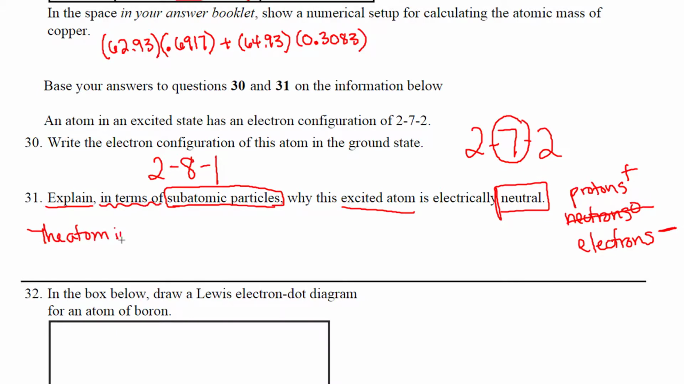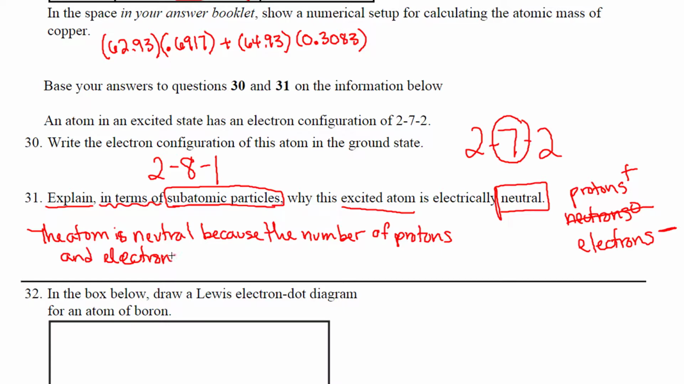The atom is neutral because the number of protons and electrons are equal, or are the same. So because the number of protons and the number of electrons are the same, we would have an electrically neutral atom. You could also be more detailed in your answer and say because the protons and the electrons both equal 11. You can do that.